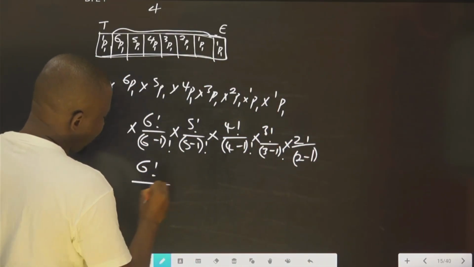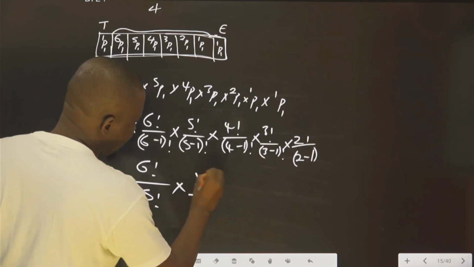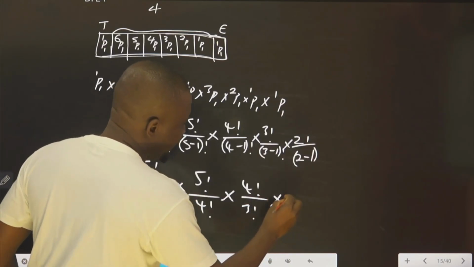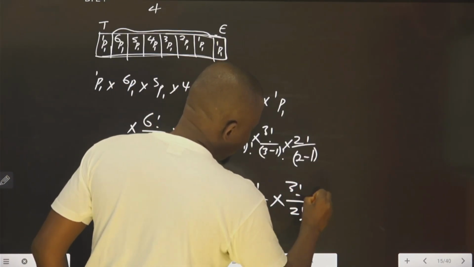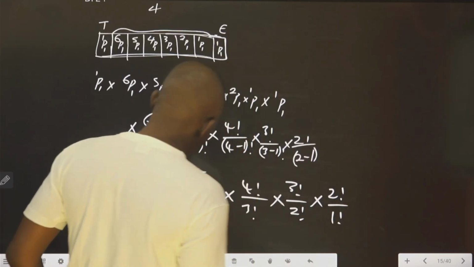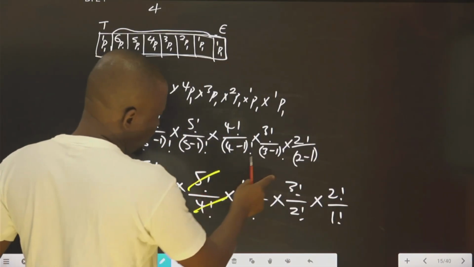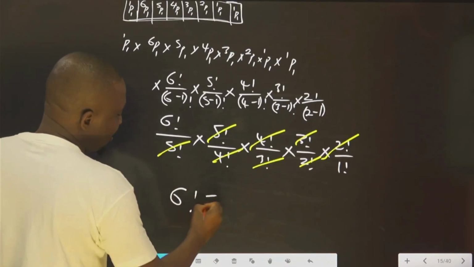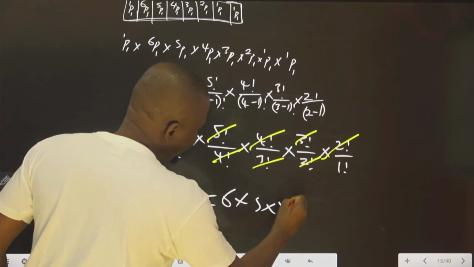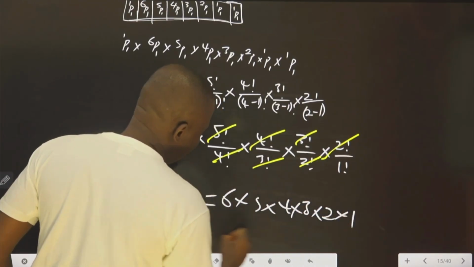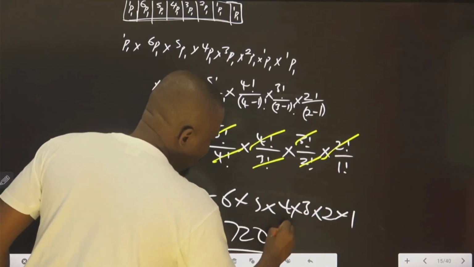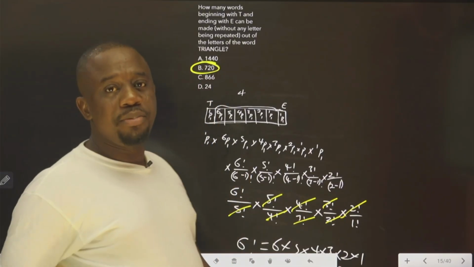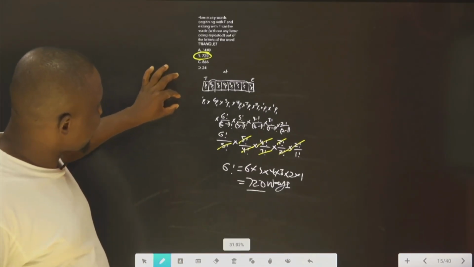That is 6 factorial over 5 factorial. Multiply by 5 factorial over 4 factorial. Multiply by 4 factorial over 3 factorial. Multiply by 3 factorial over 2 factorial. Multiply by 2 factorial over 1 factorial. Now we can cancel. This will cancel this, this will cancel this, this will cancel this, this will cancel this, okay? So what is remaining now? 6 factorial, okay? Again, 6 multiplied by 5, multiplied by 4, multiplied by 3, multiplied by 2, multiplied by 1. At the end of the day, you have 720 ways, okay? So, B, okay? Hope you understand the explanation.